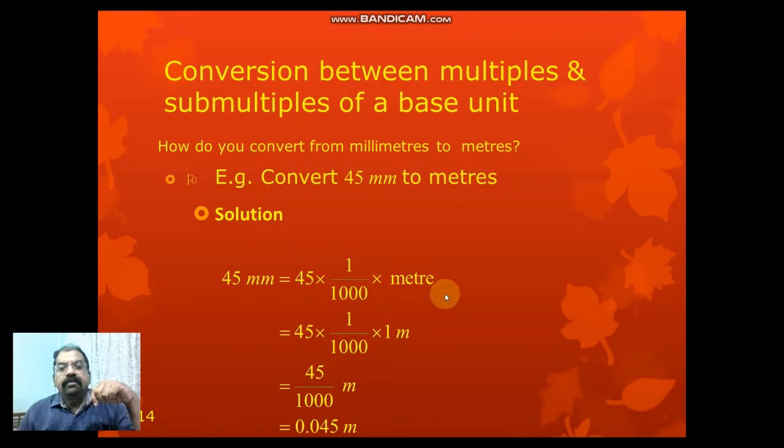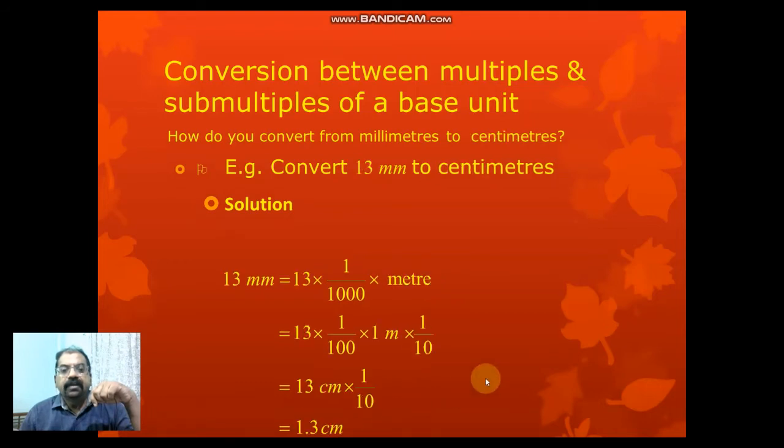Convert 45 millimeters to meters. Similarly, 1 by 1000 of a meter is 1 millimeter. So you multiply that with 45, you will get 0.045 meters, right? Again, convert 13 millimeters to centimeters.